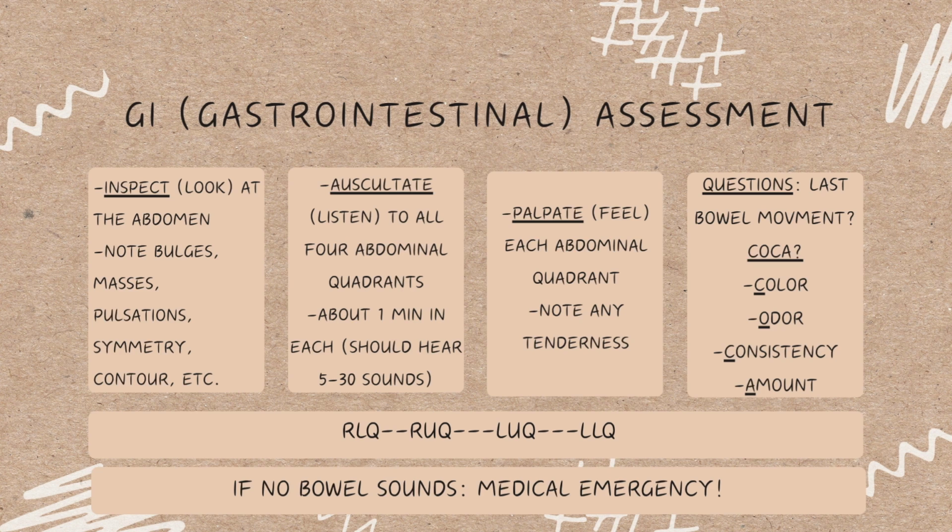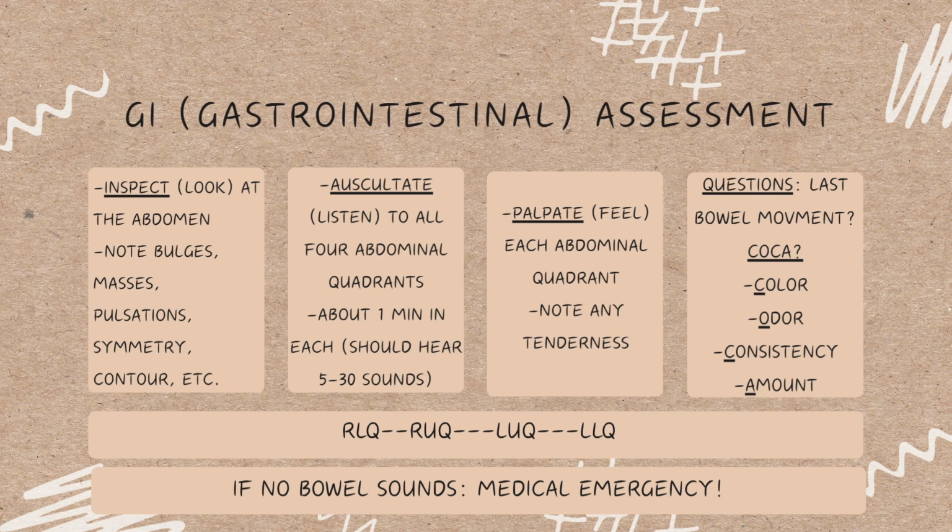Then we will auscultate the abdomen. We'll be listening to all 4 abdominal quadrants for about a minute in each spot. We should be hearing about 5 to 30 sounds. The order that we'll be doing this in is right lower quadrant, right upper quadrant, left upper quadrant, left lower quadrant, following the way of the GI system.